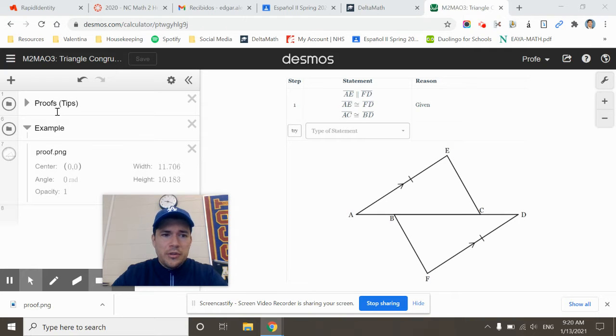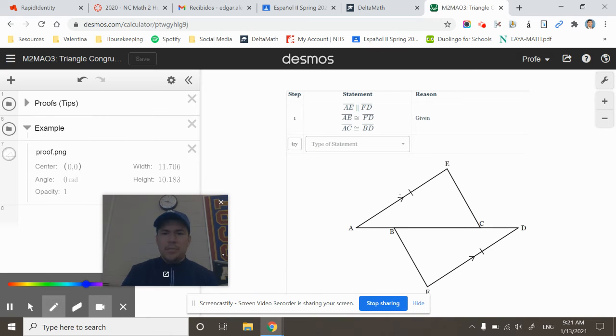On your own time, you can look at the proofs tips that I've provided, but I find that rather than jumping into selecting a type of statement and then a reason, you need to make sense of the picture first. So let's make sense of that.